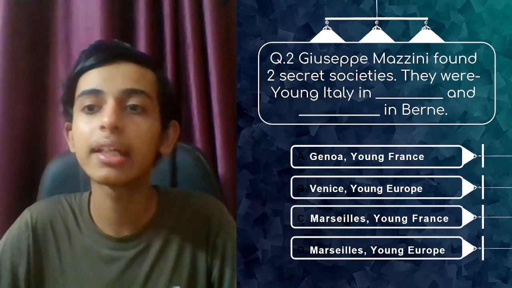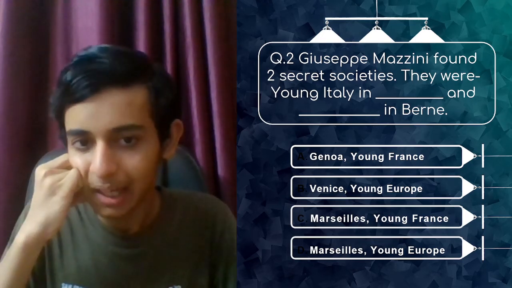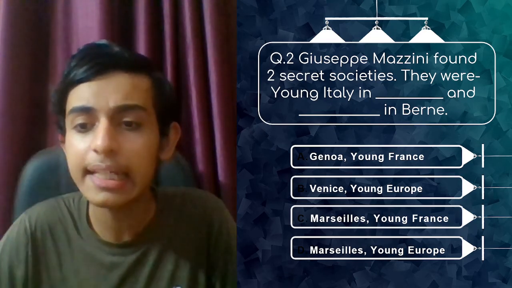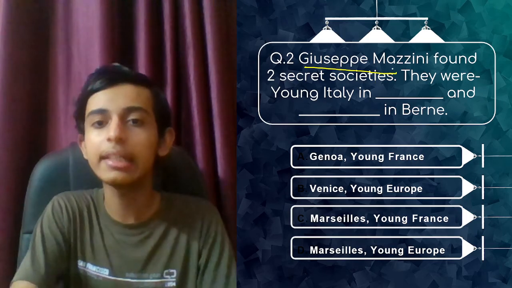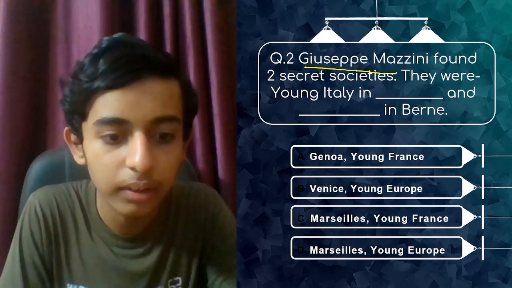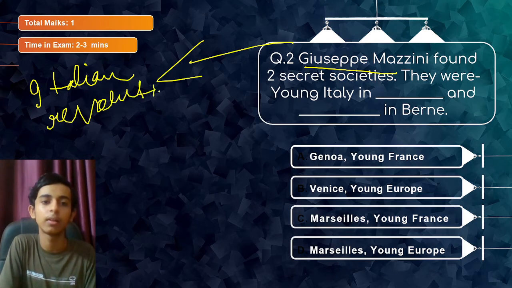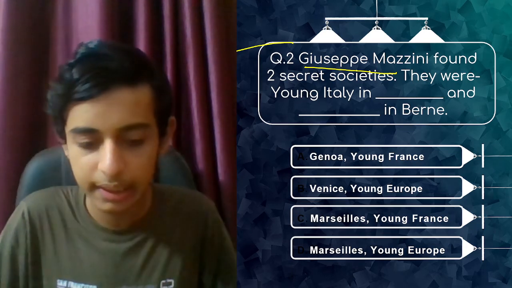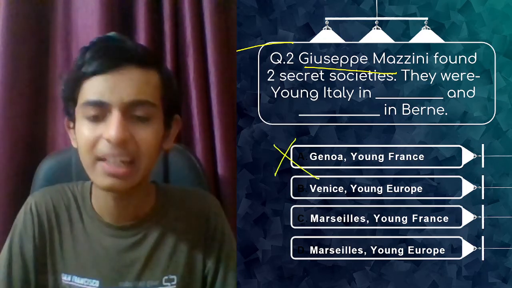Giuseppe Mazzini founded two secret societies. They were Young Italy in dash, and dash in Berne. Now this is a fill in the blank question. First let me read the options. A. Genoa, Young France. B. Venice, Young Europe. C. Marseille, Young France. D. Marseille, Young Europe. Now first thing here they are asking about Giuseppe Mazzini, who was an Italian revolutionary. Is that clear? So definitely he wouldn't establish it in his own hometown. Okay, so it got cancelled.